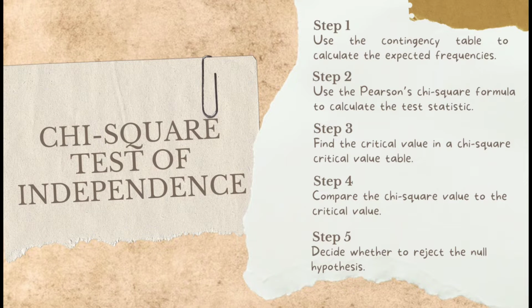So for the first step, to calculate the expected frequencies, use the formula: row R total times column C total over grand total. For step 2, we can use the formula x squared equals the summation of O minus E squared over E. In step 3, in finding the critical value, we need to remember two terms, the degrees of freedom and the significance level.